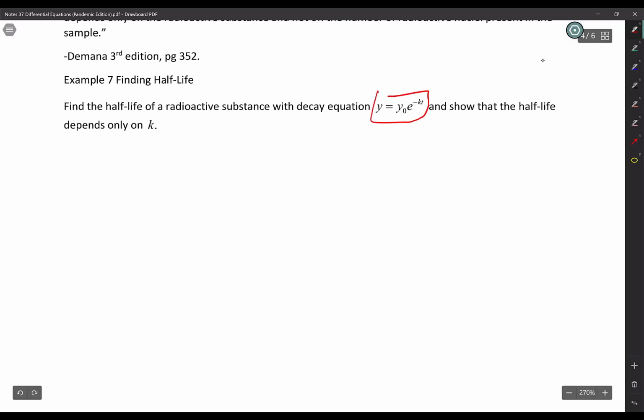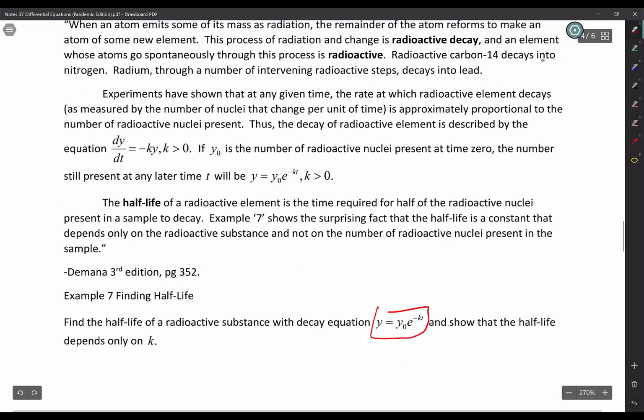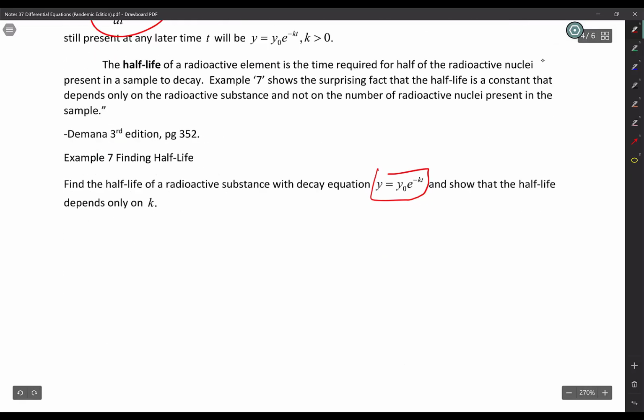And remember, the only reason why this works this way is because it decays with the amount proportional to what is there. And show that the half-life depends only on K. Okay, so they want me to solve for T. Solve for T, and see that when I solve for T, it only depends on K.